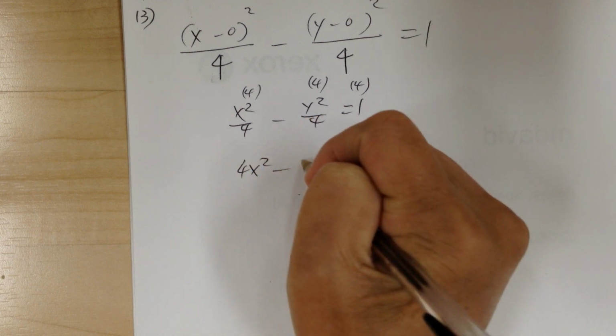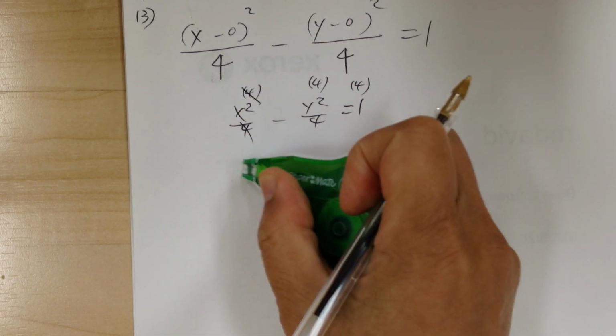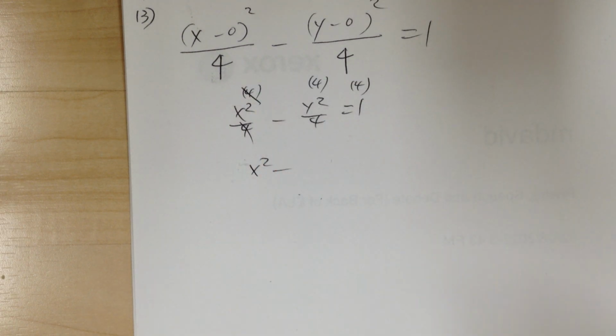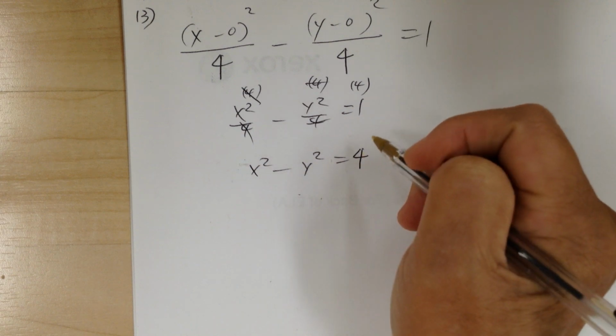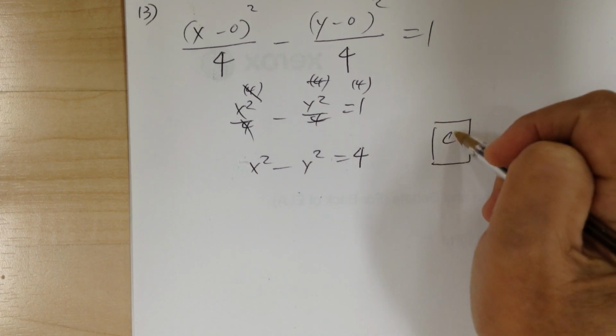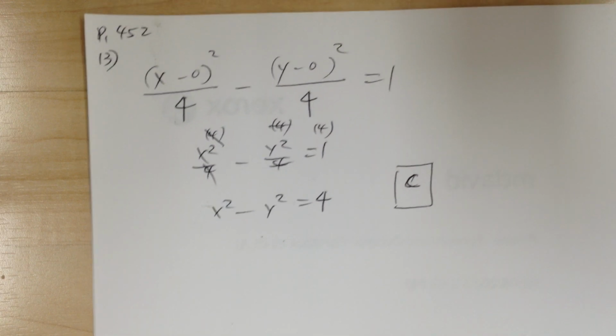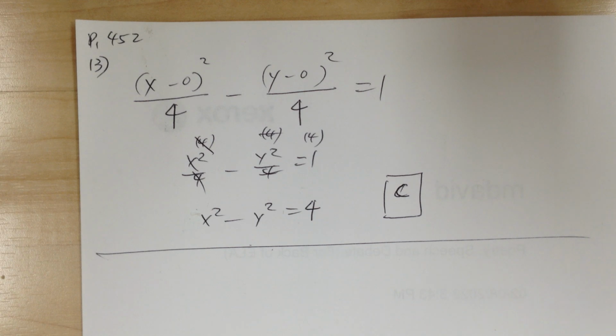So you got 4x squared, and the 4 cancels out, no more 4. See, that's why you want to write it out and cancel out, so it helps you to visualize. So you cut down on mistakes. Okay, and now if you look at the answer, this is answer C. So it's a lot easier to get the equation from the graph. Okay, let's go to the next one.